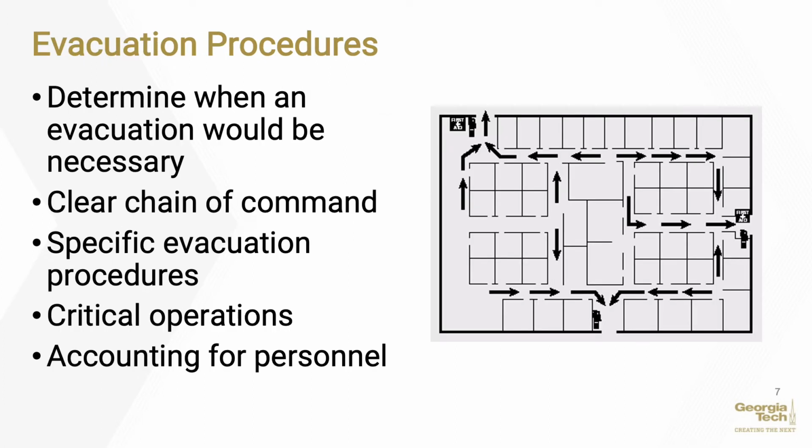A disorganized evacuation can result in confusion, injury, and property damage. That is why when developing your emergency action plan, it is important to determine the following: conditions under which an evacuation would be necessary, a clear chain of command and designation of the person authorized to order an evacuation or shutdown, specific evacuation procedures including routes and exits, procedures for assisting people with disabilities or who do not speak English, designation of what, if any, employees will continue or shut down critical operations during an evacuation, and a system for accounting for personnel following an evacuation.